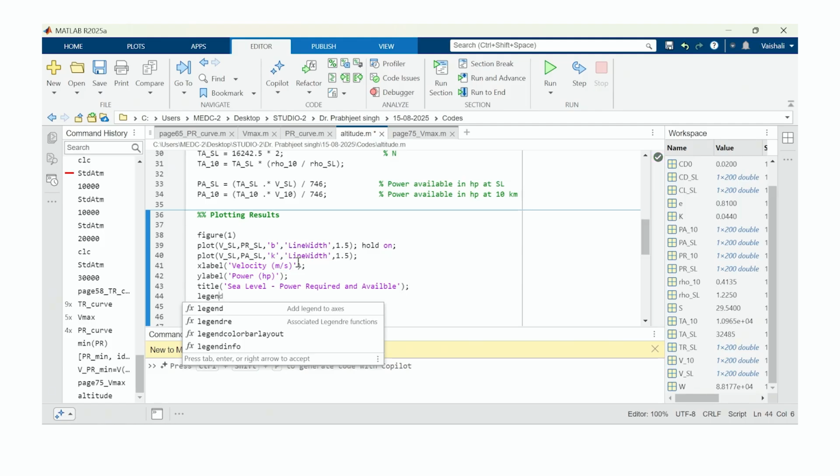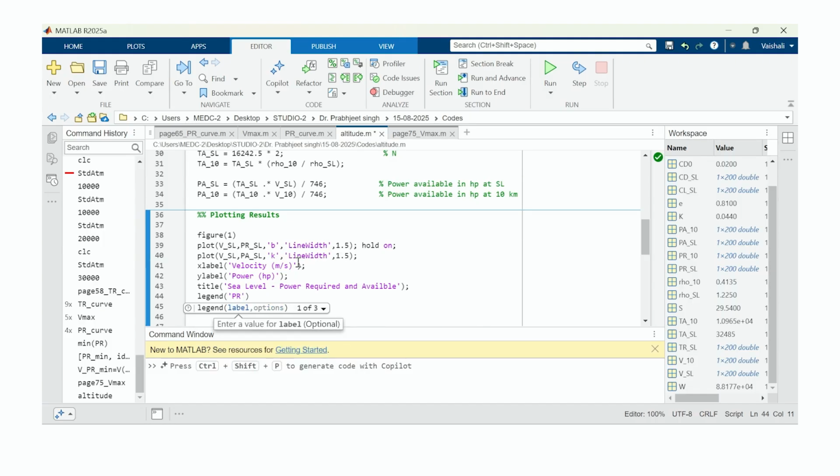And let me also put a legend here, since there will be two curves in one plot. First is power required, which is at sea level, and next is power available at sea level. Let me also put x limit over here, 0 to 320.